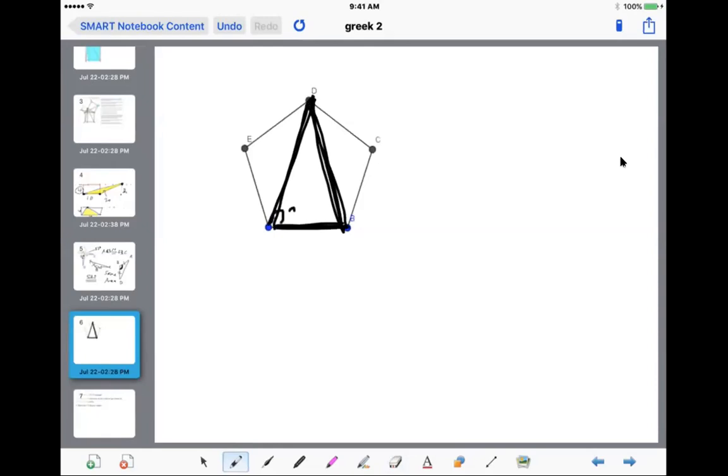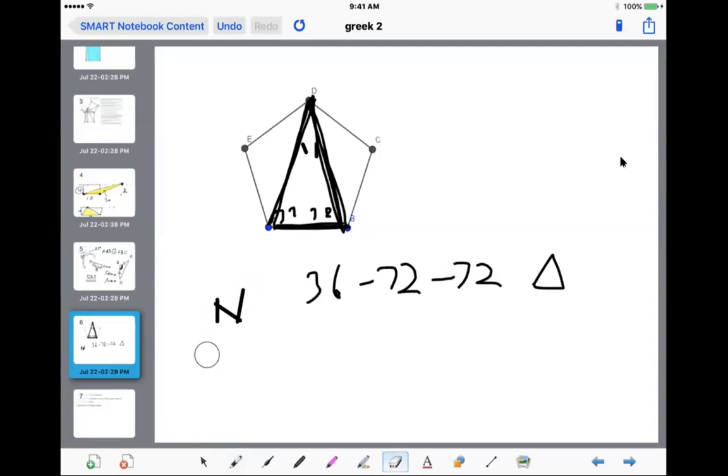That 72, 72, 36 triangle. We call that a 36, 72, 72 triangle. You know, we talk about a 45, 45, 90 right triangle or a 30, 60, 90 right triangle. Well, the 36, 72, 72 triangle is an important piece.